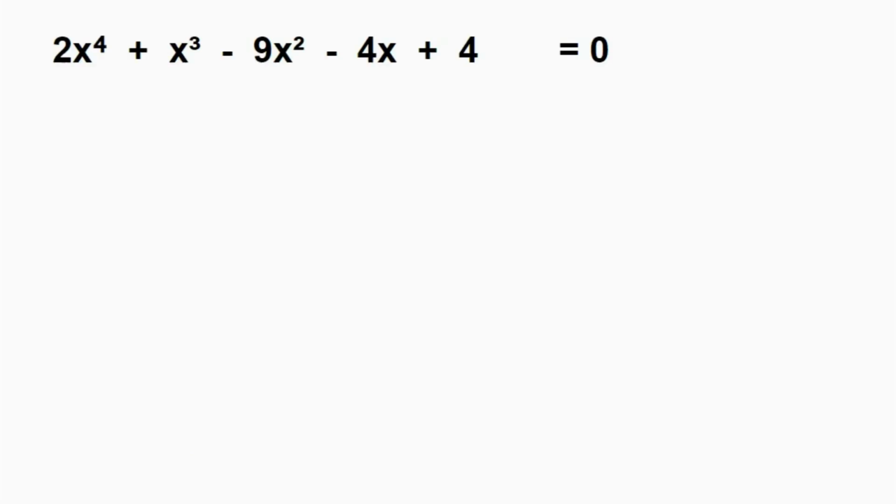Here, 2x^4 + x^3 - 9x^2 - 4x + 4 = 0. As I told, today I am going to find all 4 values of x from this equation. But how do I know that there are 4 values? It's easy. Just see the variable, here it is x, and the highest power of x is 4 in this equation, that means there are 4 values of x.